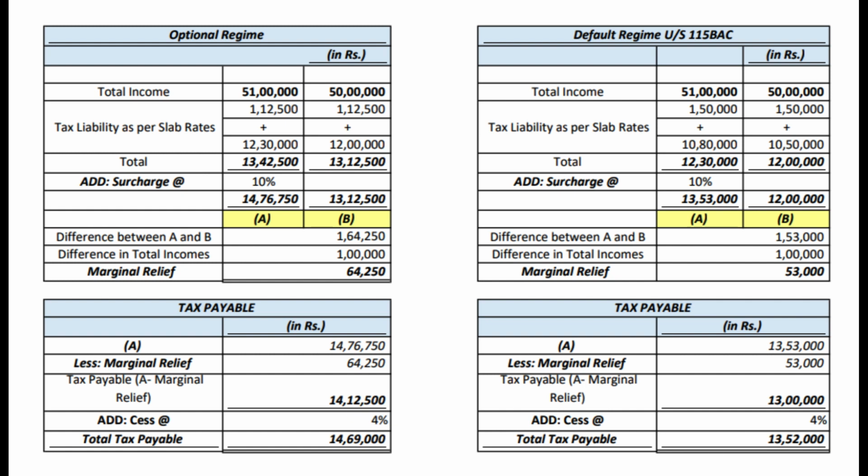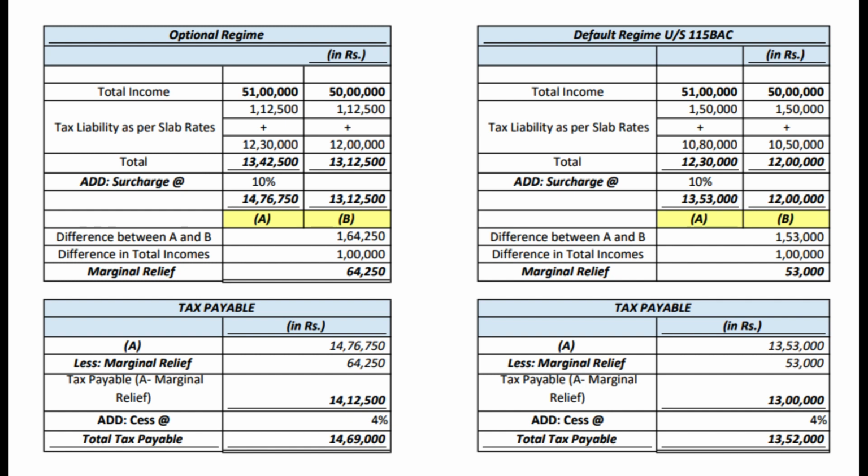If the assessee's total income is 50 lakh only instead of 51 lakh, in such a case, the tax liability will be rupees 1,50,000 plus 30% of 50 lakh minus 15 lakh, that is 30% of 35 lakh, which amounts to rupees 10,50,000. So, if the assessee's total income is 50 lakh only, the tax liability will be 1,50,000 plus 10,50,000, which is rupees 12 lakh. And no surcharge will be levied since his income is not exceeding rupees 50 lakh.